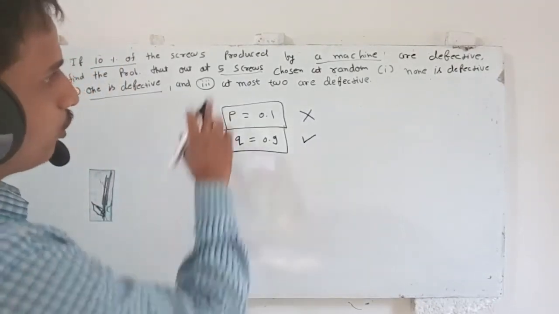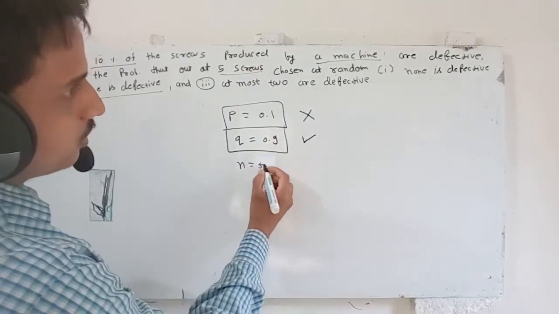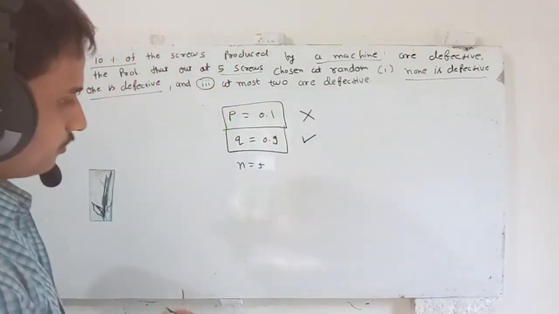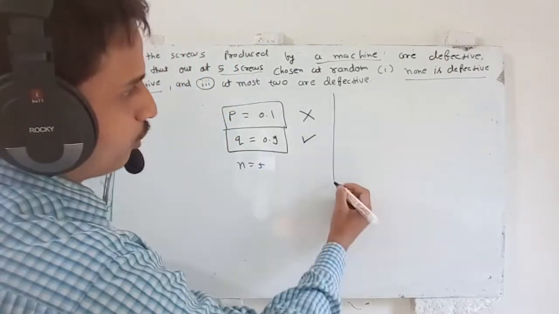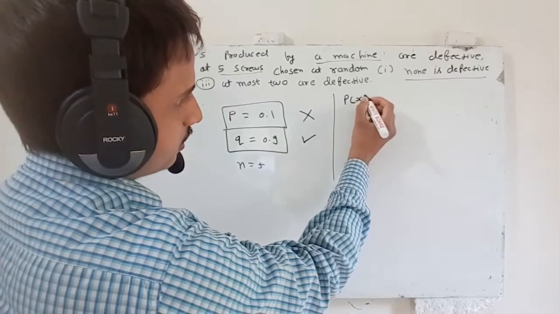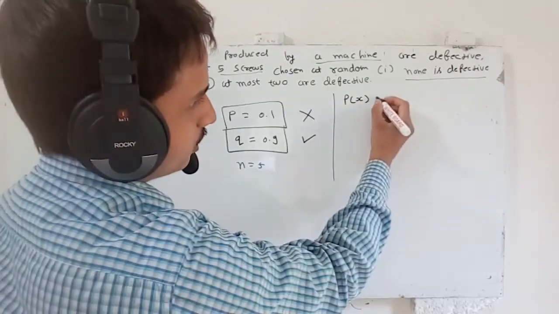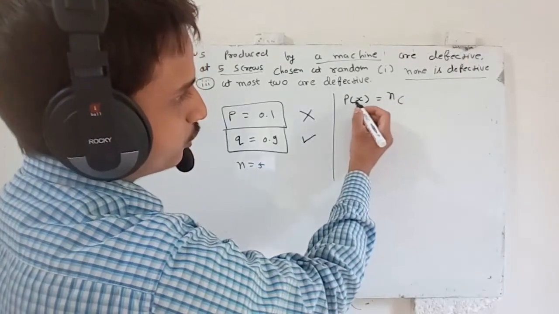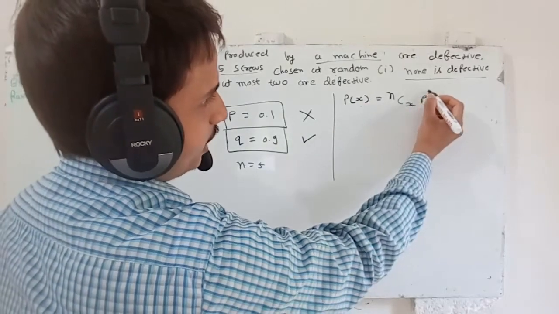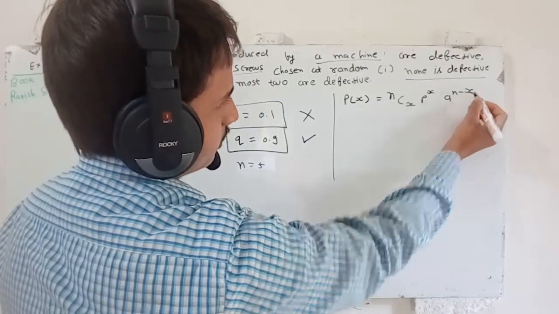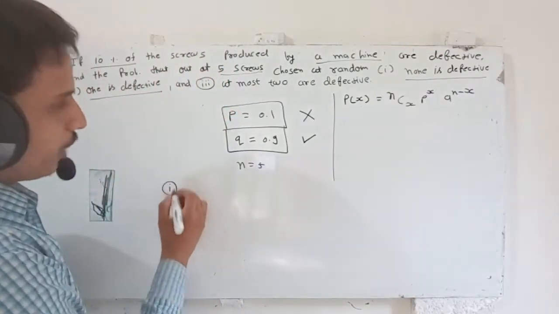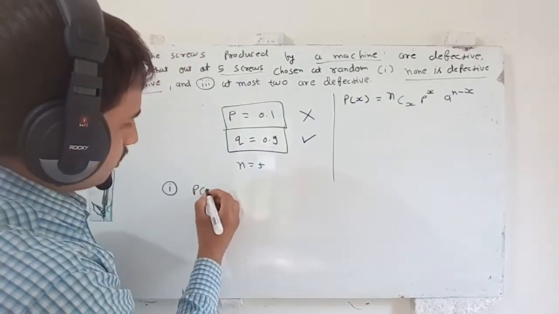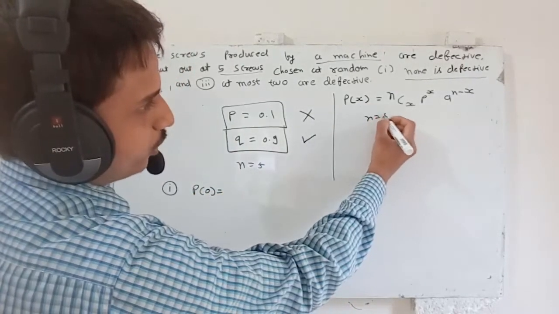Now we have to find, out of 5 screws, so total 5 screws, what is the probability that none is defective. So let us write the binomial formula first. Let us say x is the number of defective screws. So out of n screws, the probability of x screws being defective is nCx p raised to x, q raised to n minus x. So first we have to find no screw is defective. So we'll put x equal to 0 here. So out of n equal to 5 screws, none is defective.